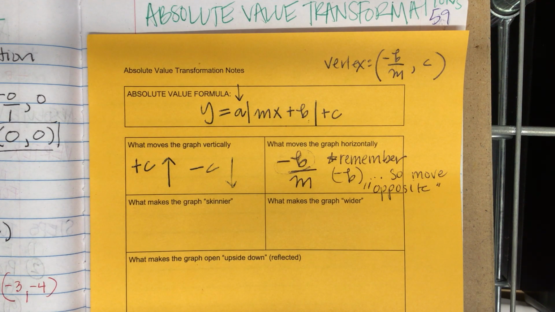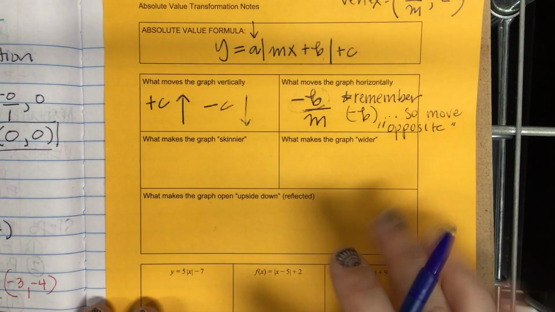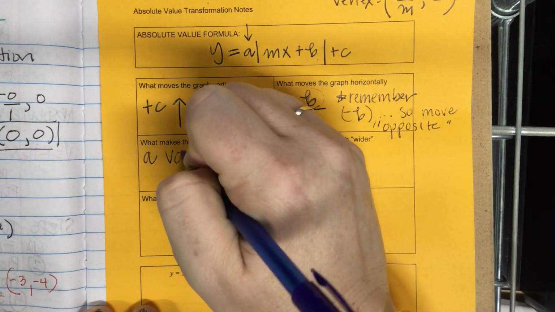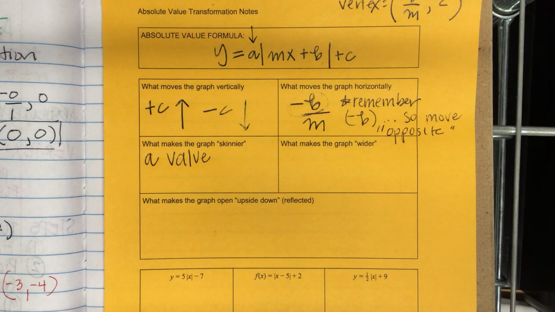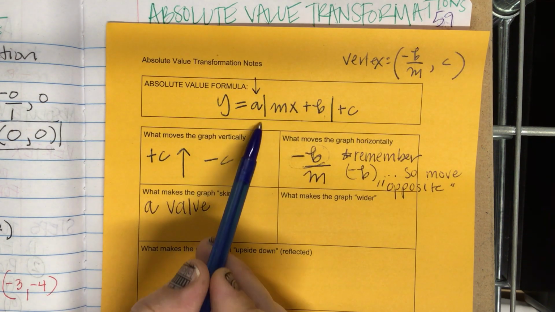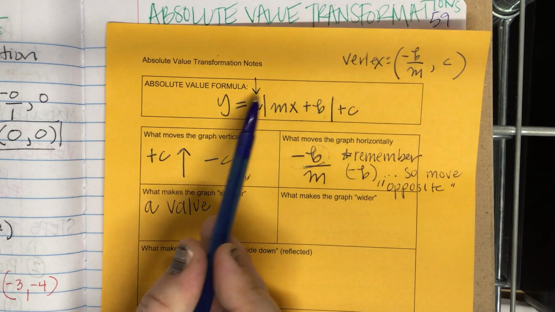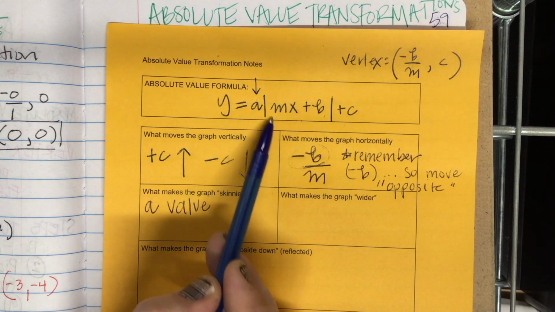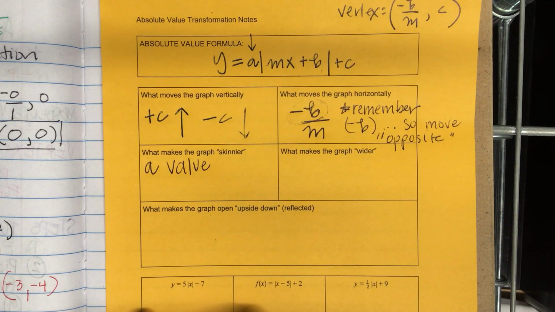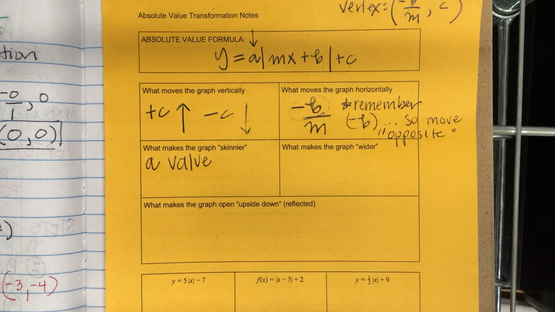What makes your graph skinnier? Jack, what makes your graph skinnier? Bigger A value. Okay, so here's how we have to think about it. The A value makes it skinnier, right? But it's the opposite of what you think. Because A, this number A, it gets multiplied in, right? A really affects the M, which is your slope. A value affects your slope.